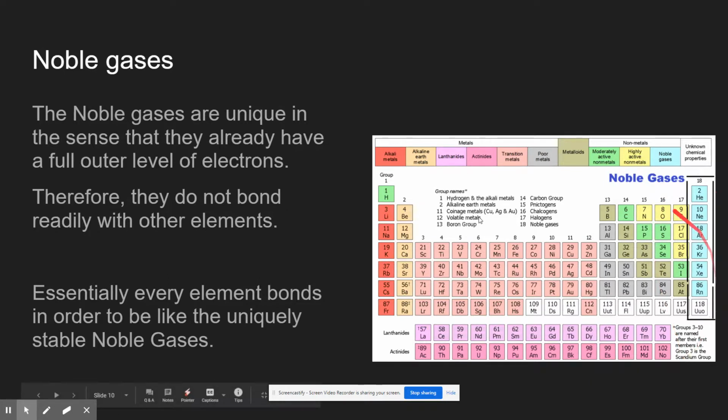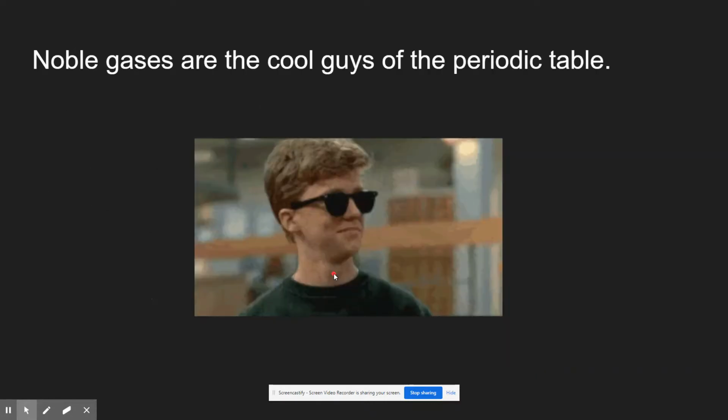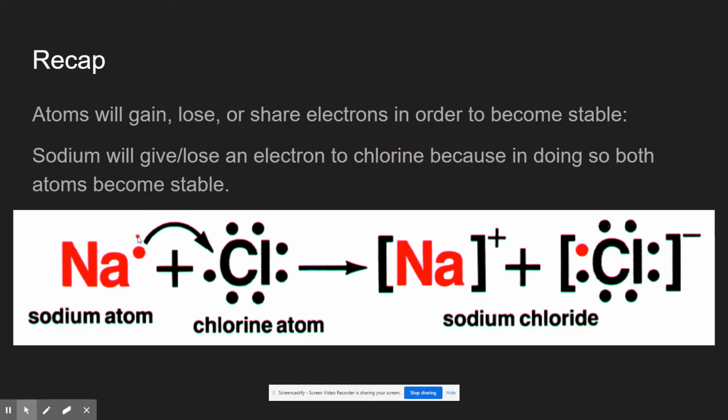All right, and so these noble gases over here, these all have a full outer shell of electrons. So this is what makes them kind of unique, is they used to be called inert gases. They don't bond well. We talked about these in the last unit. They don't form bonds because they already have that full outer shell. So they don't readily bond with other elements. Essentially, all the elements on the periodic table want to be like these uniquely stable noble gases. Now, you might even say the noble gases are the cool guys of the periodic table. All right, and I'm going to refer to them as that.